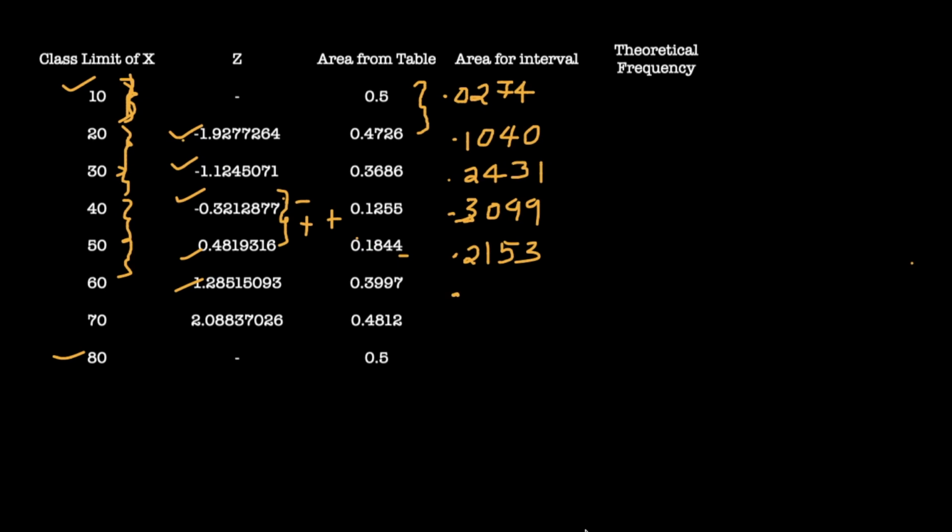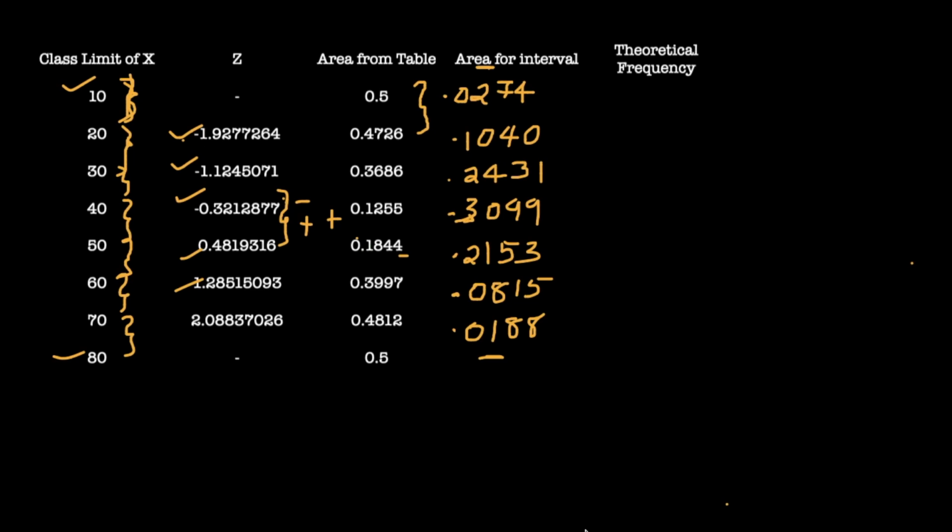This will be 0.0815, and one more deduction is needed from 70 to 80. So we have to deduct 0.4812 from 0.5, right? So we will get the value as 0.0188. So we don't have any value at 0.5, and here also for 0.5 we don't have any values, but we have values for the intervals, right?